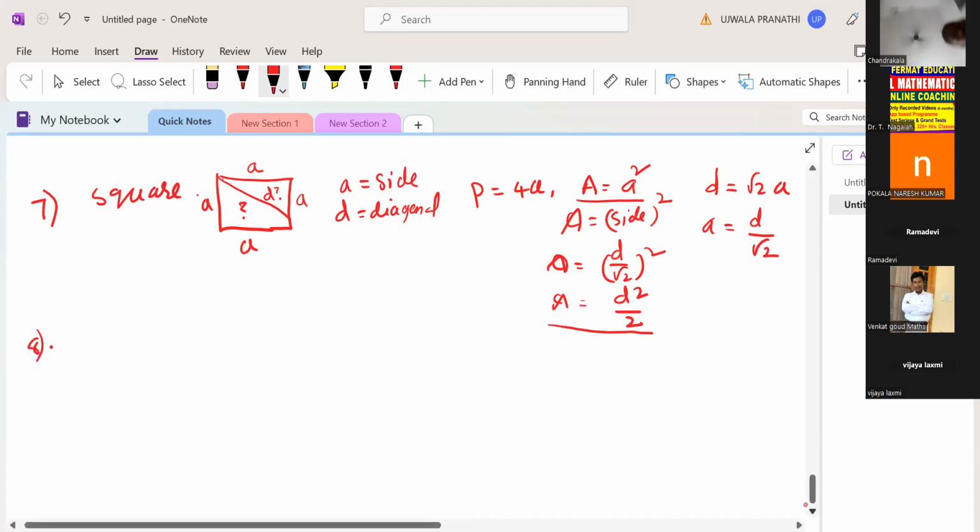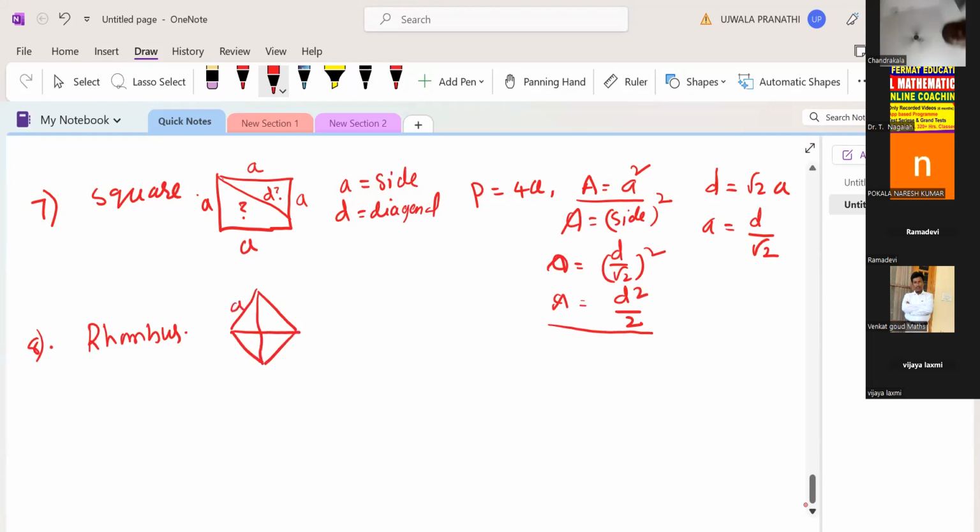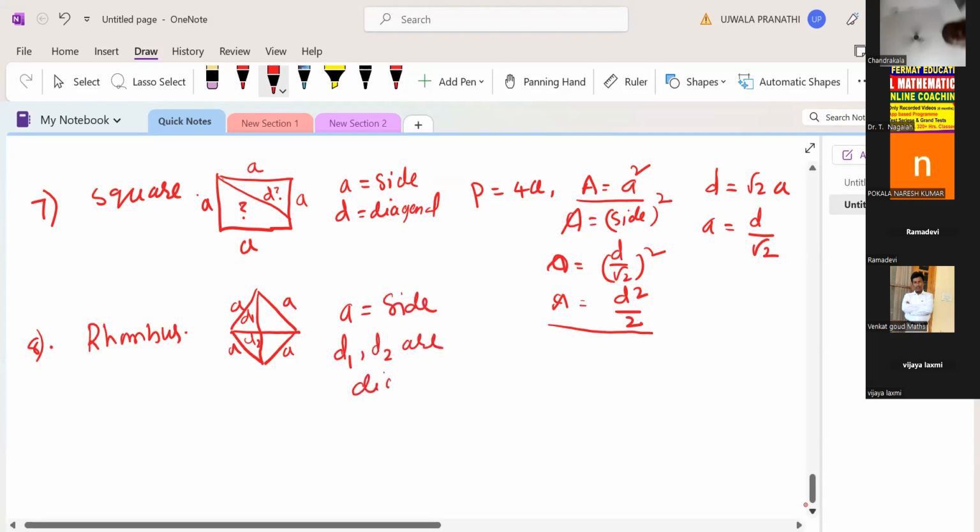Eighth one, rhombus. Now, all sides are equal, diagonals are not equal, and the diagonals perpendicularly bisect each other. So this is one diagonal, and this is the other diagonal. All sides are equal, A. This is D1, this is D2. Now A is the side of the rhombus, and D1, D2 are the diagonals of the rhombus.